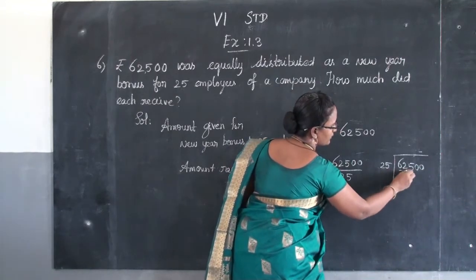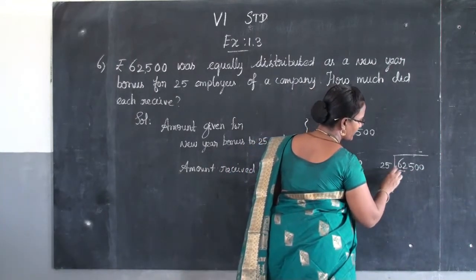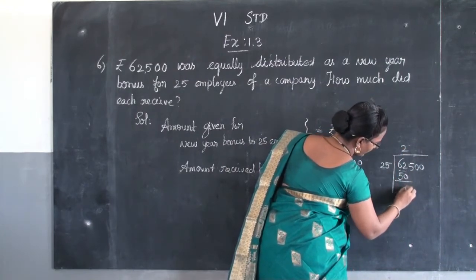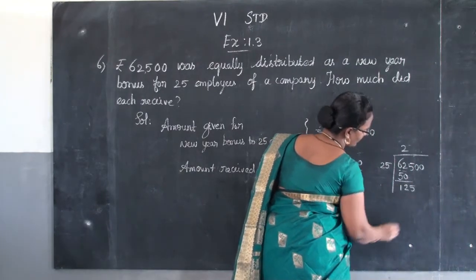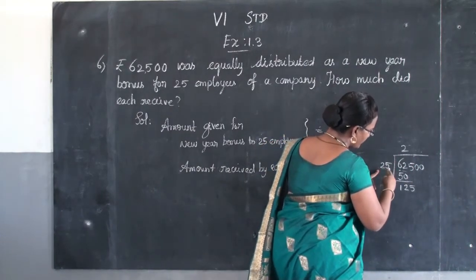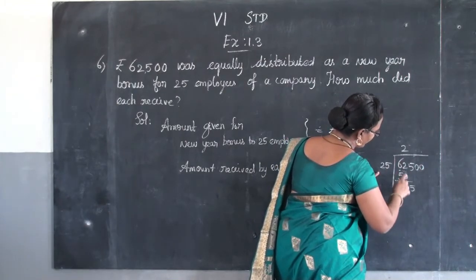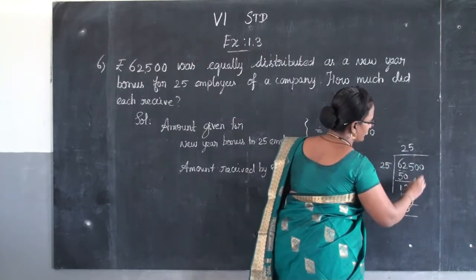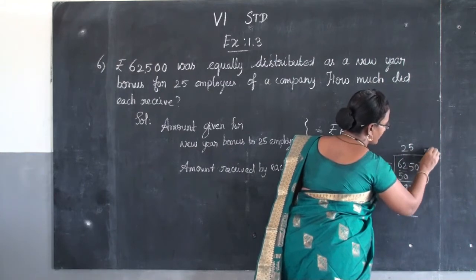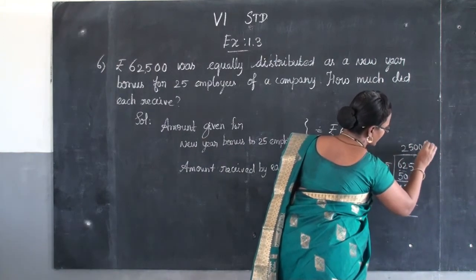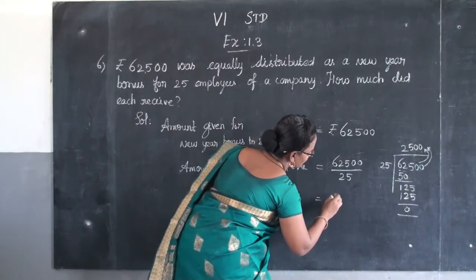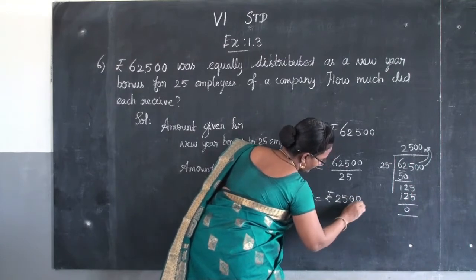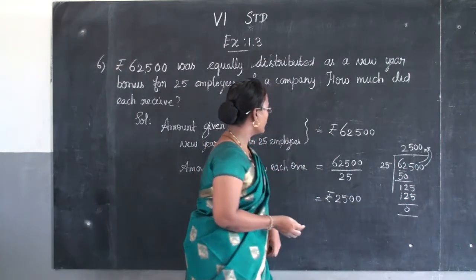First take two digits, 62. 25 twos are 50. Subtract from 62 we get 12. Now bring down 5, 125. 25 fives are 125. The balance two zeros go to the fraction. So it will be 2,500 rupees. So each employee got 2,500 rupees for new year bonus.